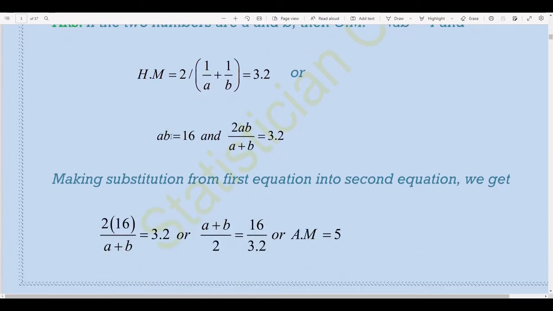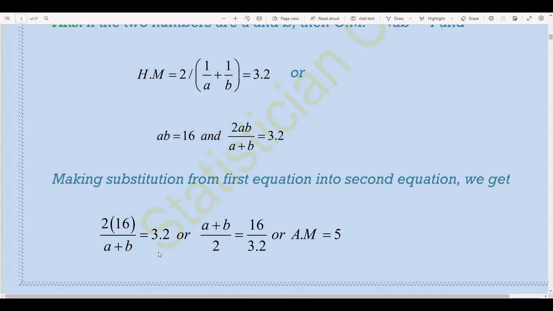Now put the value of ab in this equation to calculate a plus b. When we write here, this is 16. By cross multiplication, 3.2 comes here, and a plus b goes to this side, and 2 goes as a divisor of a plus b. So here we got a plus b by 2, which is the arithmetic mean, and our left side is 16 over 3.2.